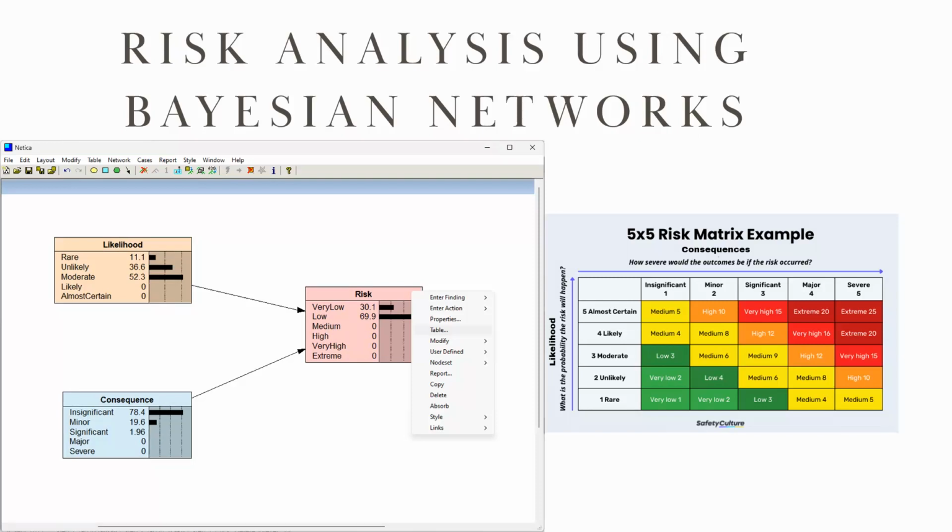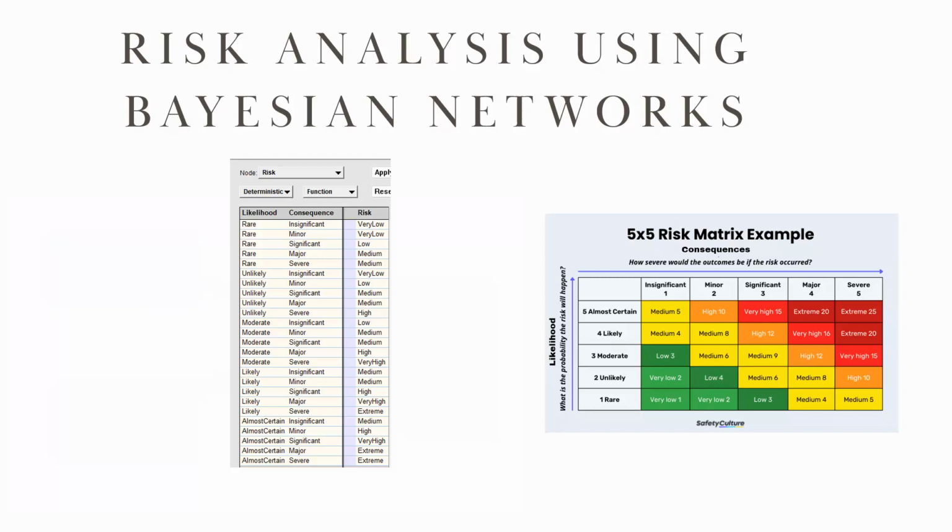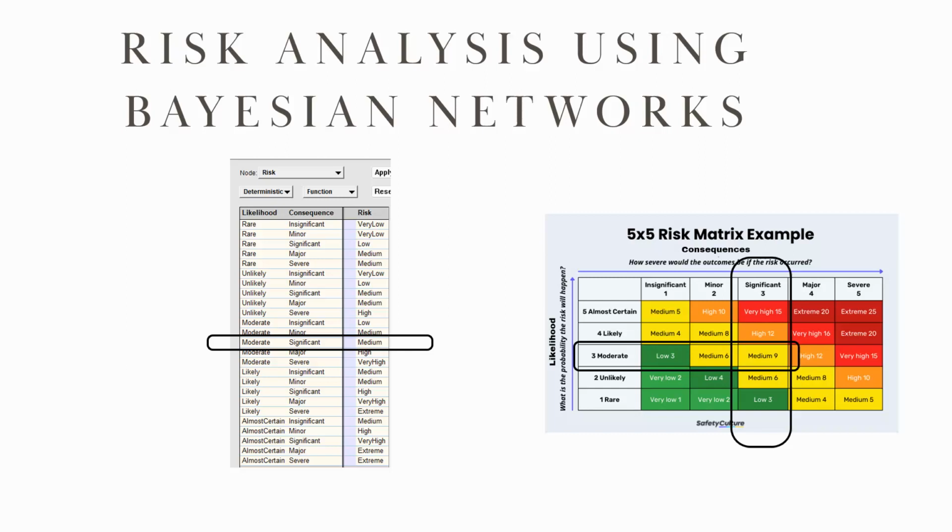So how did all that work? Behind the risk node is a table called a function table, which defines all the outputs based on the various inputs. Here we have the function table showing the risk value for all the combinations of likelihood and consequence. You can see that the function table corresponds to the risk matrix. For example, if we pick out the moderate likelihood and significant consequence, you can see that both the table and the matrix give a risk of medium.